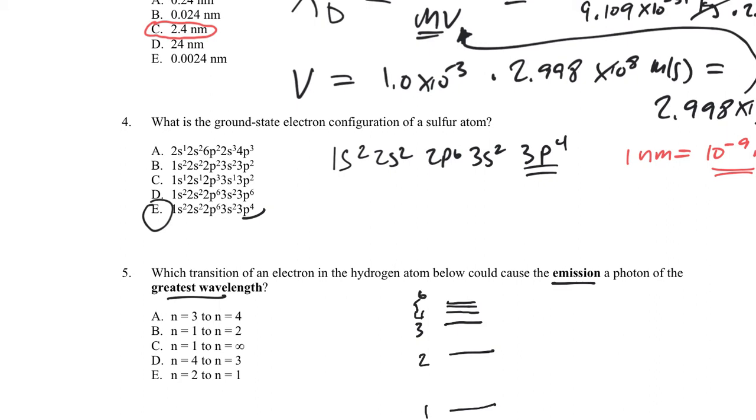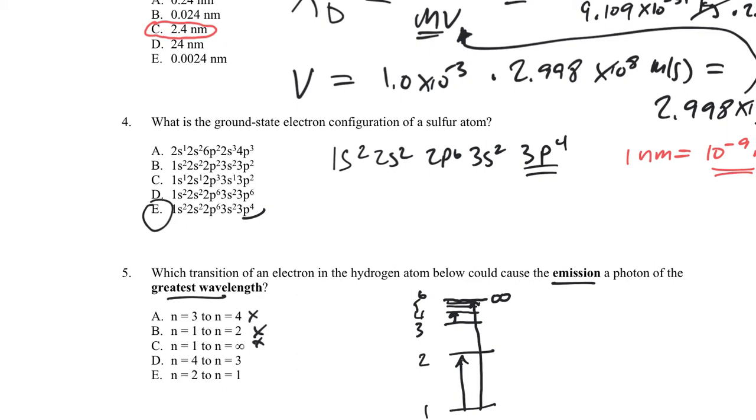So we have a 3 to 4, so it looks like this one here, that requires the absorption of energy. Going from low to high requires the absorption, not the emission, of a photon. So 1 to 2 is going to be out, because again, that's going to require the absorption of energy. Up here is our infinity. If you keep going up, you get to infinity. So the 1 to infinity corresponds to the ionization energy. Obviously, that transition is going to require the absorption of energy as well, not the emission of energy.